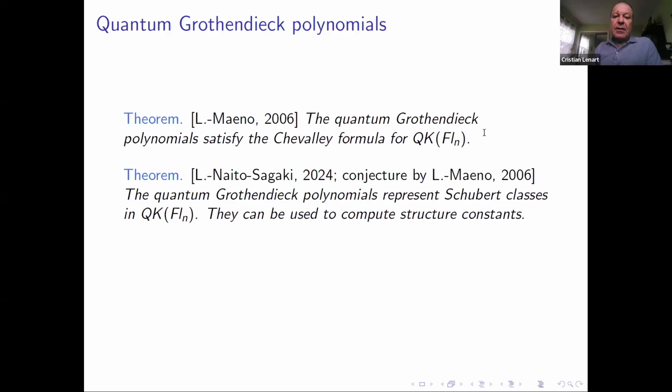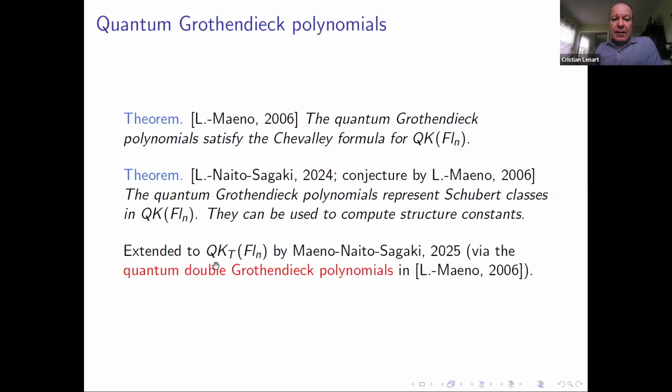Therefore, we can use these polynomials to compute any structure constants we want. We take any two such polynomials, multiply them, expand in the basis of these polynomials, and look at the coefficients. Of course, this you can do on a computer, but we only have a rule so far in the Chevalley case, but I will also say a bit more. We can actually do a bit more. But in principle, we can compute any quantum product. So we solved this conjecture that I had with Maeno.